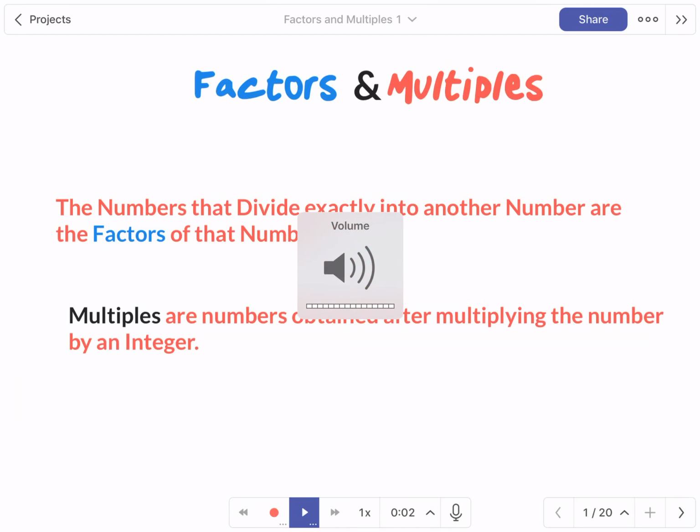Hello everyone. In this video we are going to have a look at the very basic concept of mathematics called factors and multiples. Before proceeding with the video, I would suggest you grab a pen and paper so that we can do some maths together.